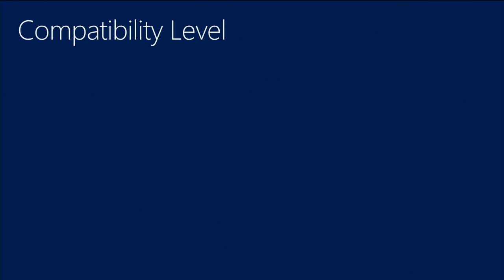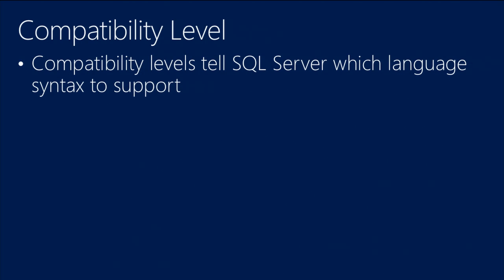Another option in SQL Server that I see set incorrectly and greatly misunderstood is the compatibility levels. Compatibility levels do one thing and one thing only. They tell the SQL Server what language syntax you want to support within your database, meaning what version of the SQL Server language you want to support. So I can set a compatibility level to basically any version of SQL Server. If I'm using SQL Server 2005, for example, I can go all the way back to SQL Server 6.5.